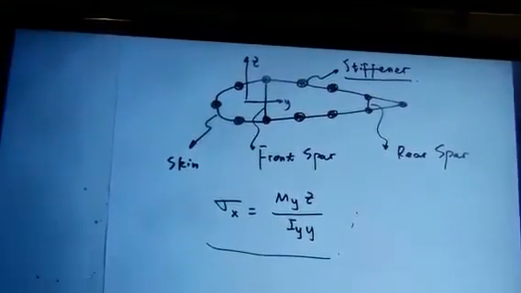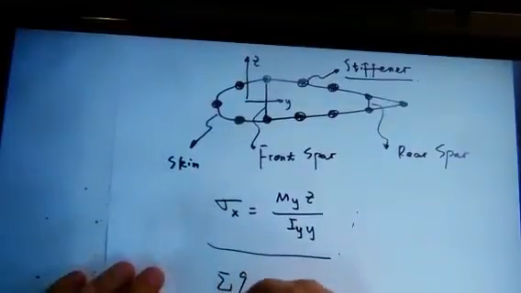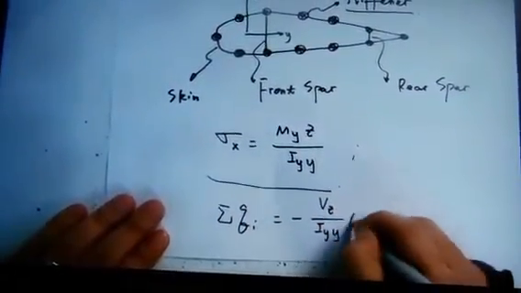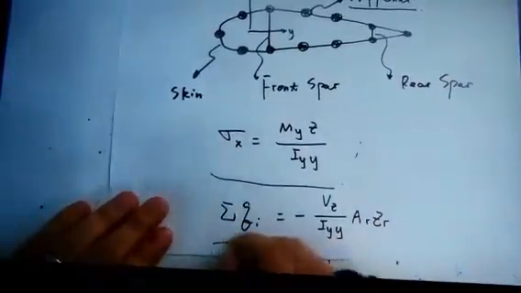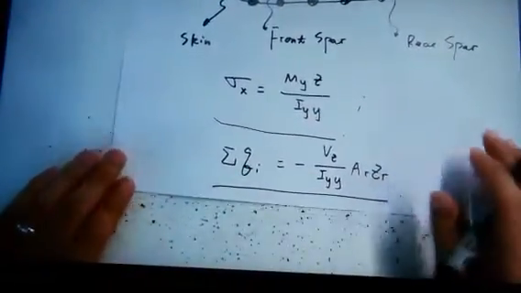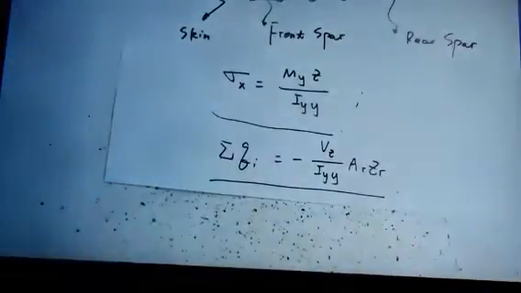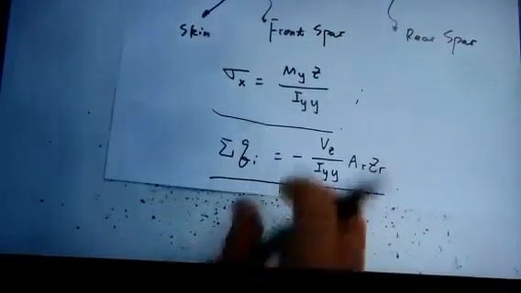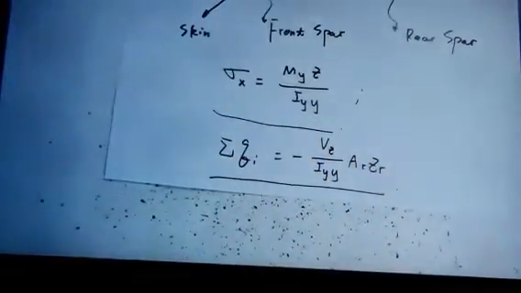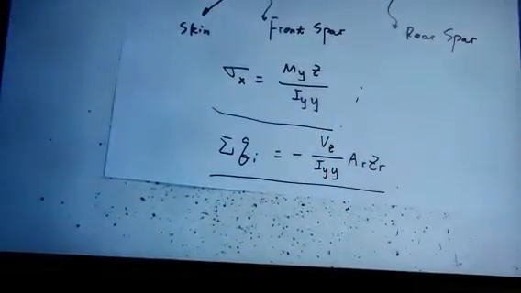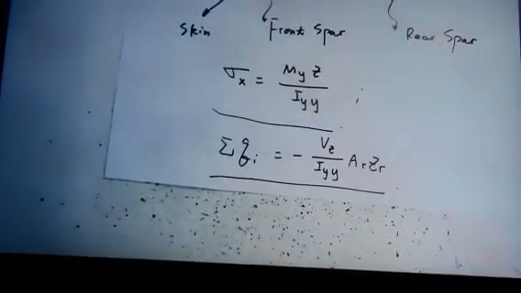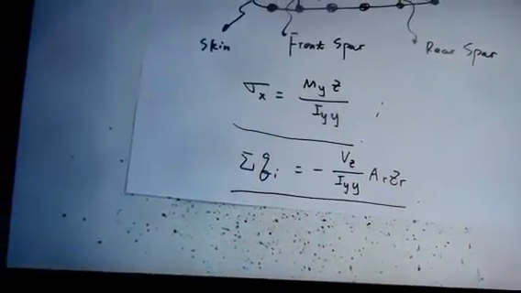For this shear flow, we still can use the equation qi equals Vz over Iyy times Ar Zr. We still can use these two equations, but we need one more equation to derive the shear flow. If you just use these two equations, you will not be able to solve all of the shear flow in the skin. So what is the additional equation that we can use? Moment balance. We always can use moment balance. There's one more equation that we can use.